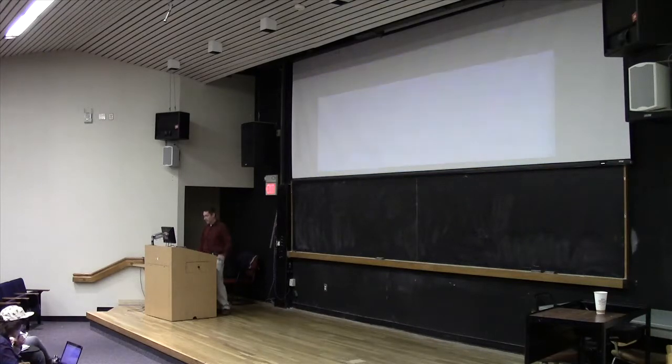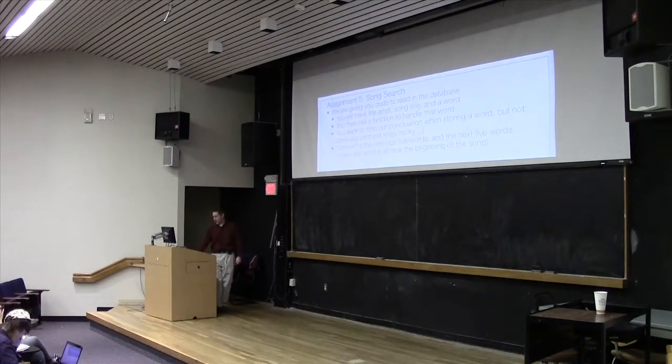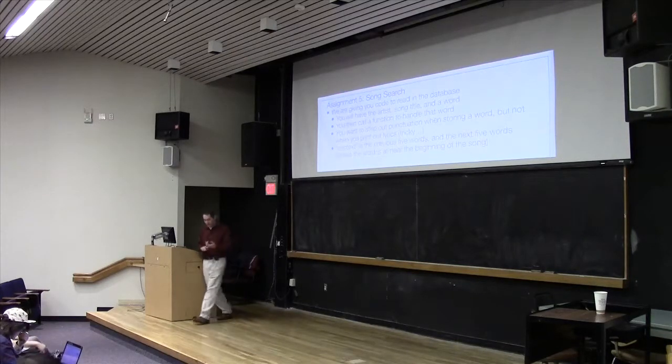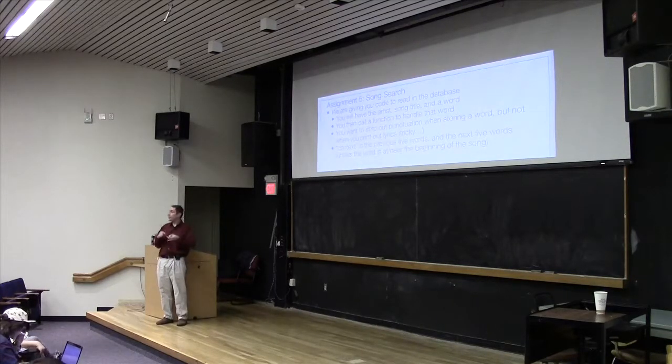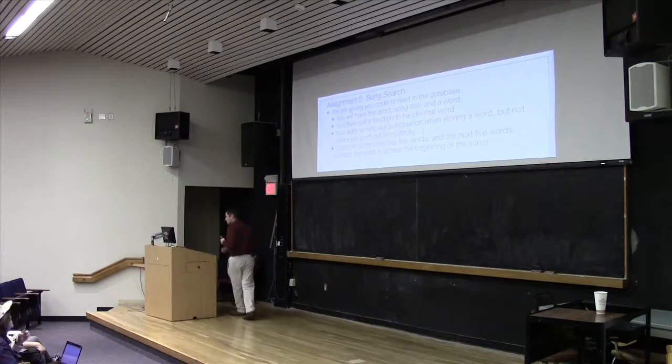All right, so back to this one. Here we go. As I said, the code that reads in the database, you're going to get the artist, the title, and then a word. And then the next time you'll get the artist, title, and a word, et cetera. Strip out the punctuation we talked about. Context we talked about.